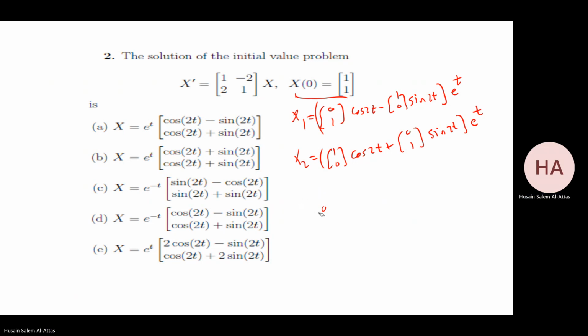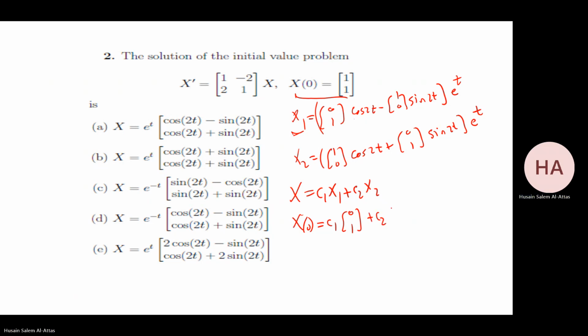Wait a minute. My general solution will be what? C1 x1 plus C2 x2. Now x at 0, that will be C1 times (1, 0). Cosine 0 is 1, with this one 0, 1, sorry. This is x1, so that will be (0, 1). Cosine 0 is 1, sine 0 is 0, that's it.